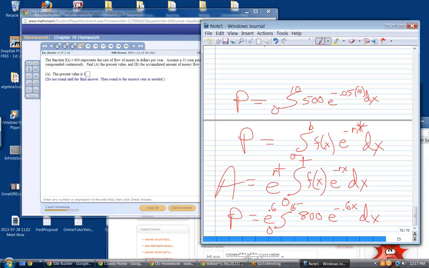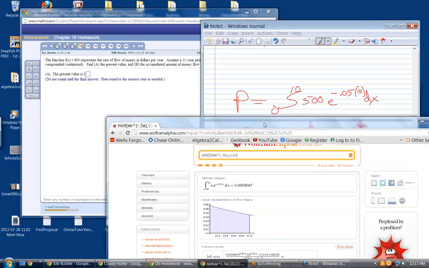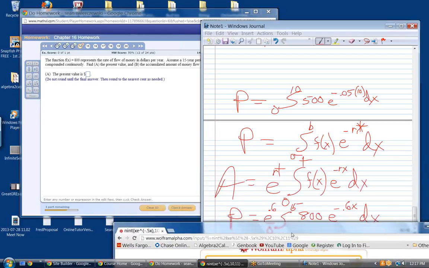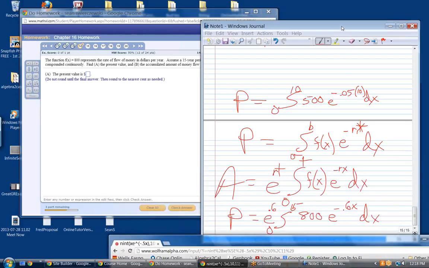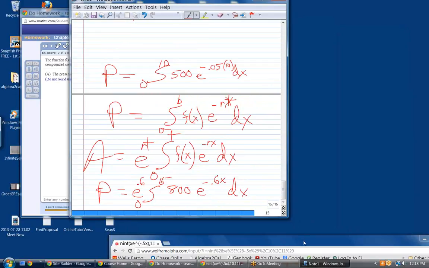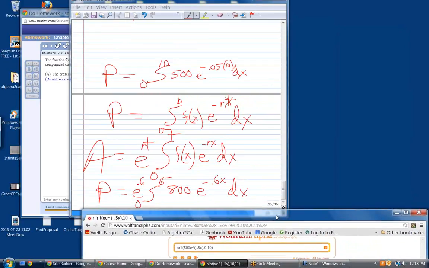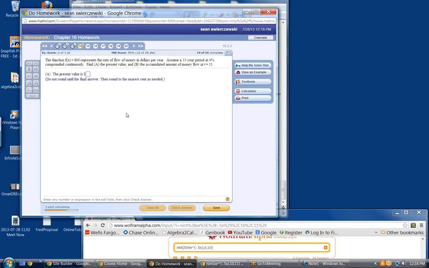Okay, so let's go into Wolfram Alpha. T equals 50. Yeah, so it's exactly the same as the previous problem, only it's 800 instead of 500, it's 15 instead of 10, and it's 4% instead of 5%.